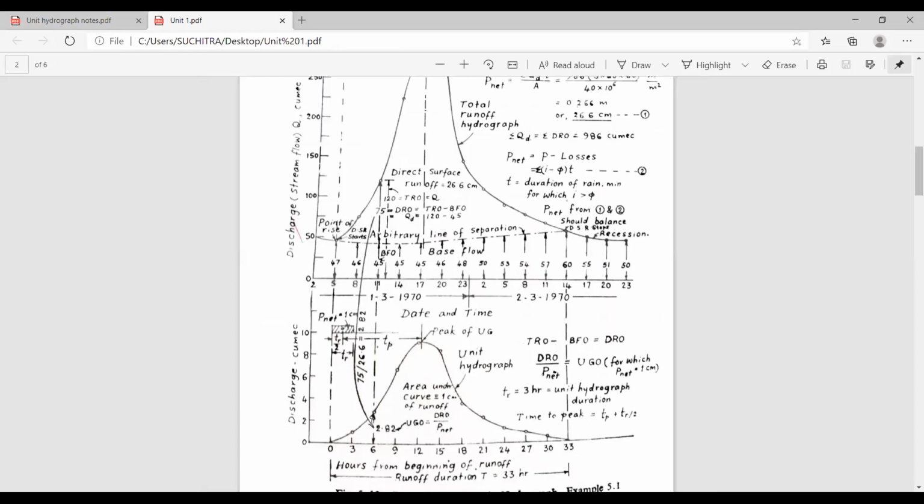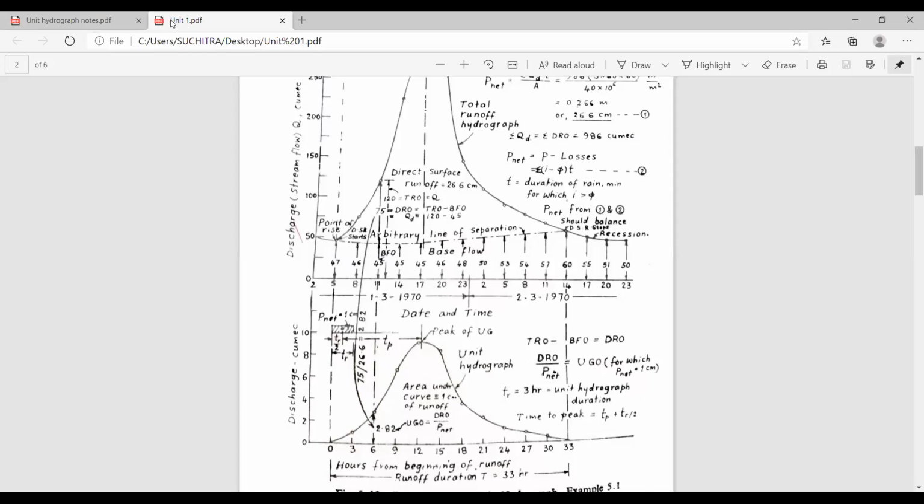So this is the unit hydrograph which has been derived from the given observed flood hydrograph. The only thing is, first you have to plot the graph of discharge versus time. So you'll get the total runoff ordinates. You measure the vertical intercept of the total runoff ordinates, and that deducted by the base flow ordinates will get the direct runoff ordinates. This direct runoff ordinates divided by the net precipitation depth will get the unit hydrograph ordinates.